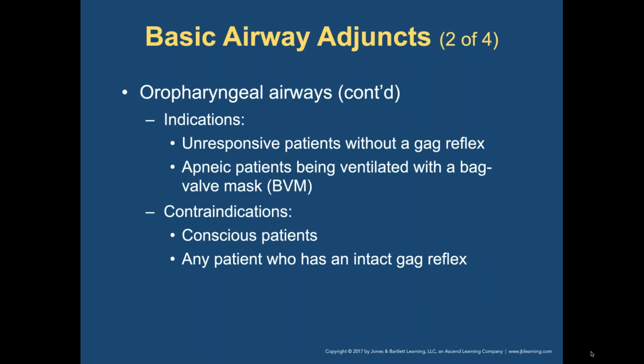So that's an example of these. Now, when it comes to the OPA, your indication is an unresponsive patient without a gag reflex. The only problem is there's only one way to find out if they have a gag reflex, and that's to try the OPA. When you're dealing with a patient like this, the OPA is definitely better than the NPA. So what you're going to wind up doing is put the OPA in their mouth and then see if they take it. If they start gagging and choking, then obviously pull the OPA out, and we're going to switch to the NPA, which is the nose. Apneic patients being ventilated by a BVM can definitely use an OPA if you can put it in there, because that is fantastic.